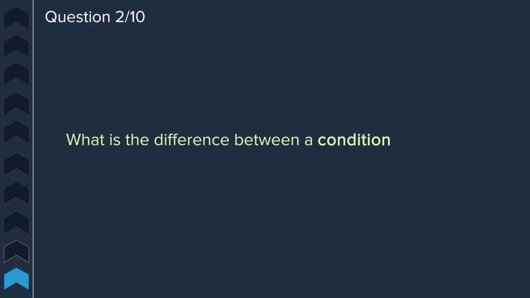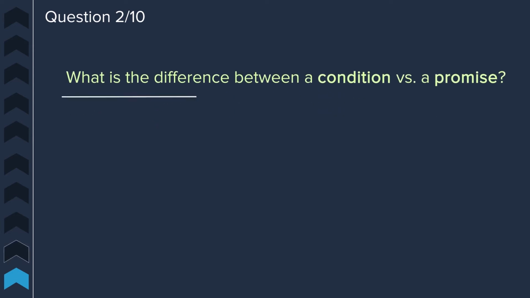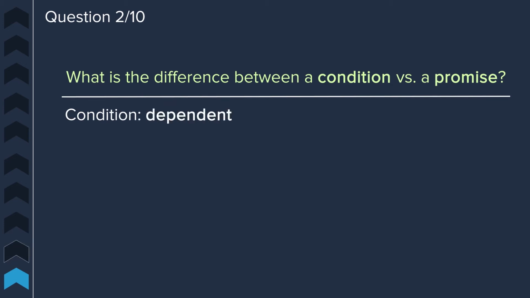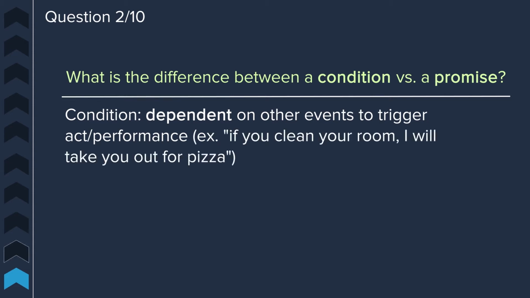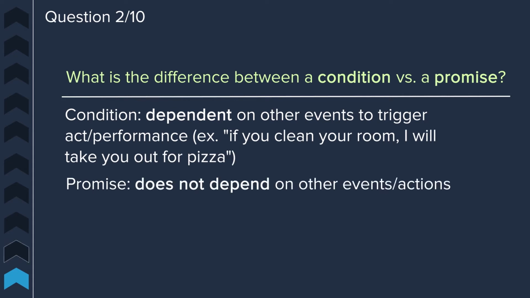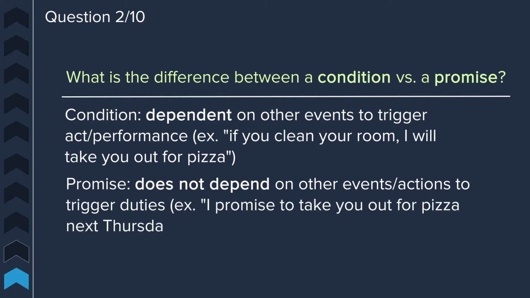Question 2. What is the difference between a condition and a promise? A condition is dependent on other events to trigger the act or performance. For example, if you clean your room, then I will take you out for pizza. A promise, however, does not depend on other events or actions to trigger duties. So for example, saying, I promise to take you out for pizza next Thursday.